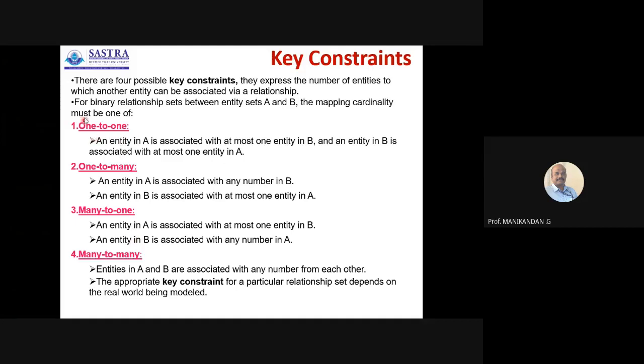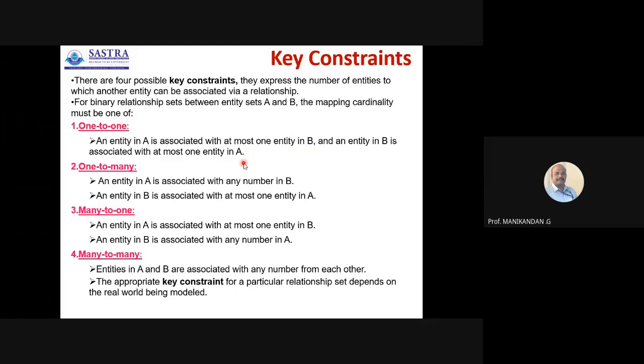Now, what is the idea behind this one to one? The explanation is, you are having two sets, namely A and B. An entity in A is associated with at most one entity in B, and an entity in B is associated with at most one entity in A. That is the idea behind one-to-one mapping cardinality.